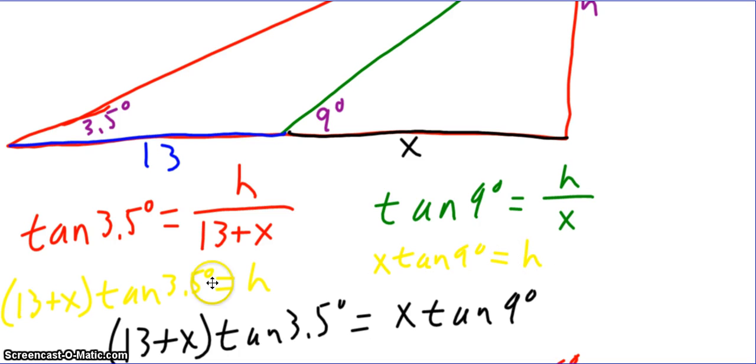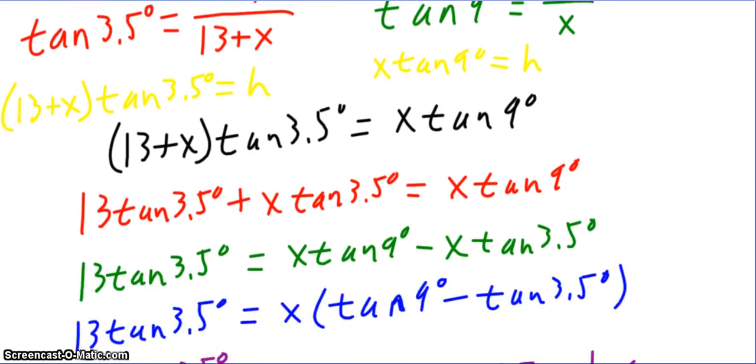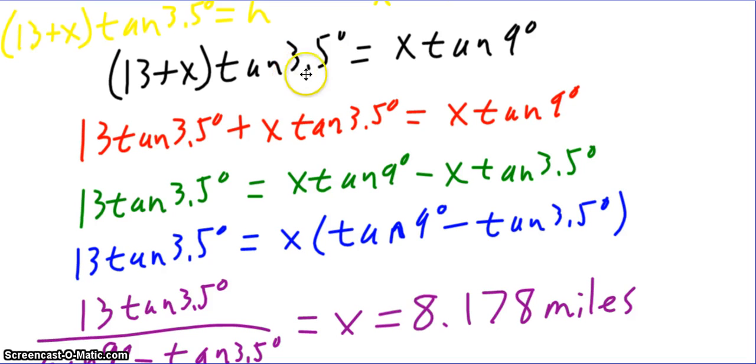So then I solved both of these equations for h so that I can make them equal to each other. So the quantity 13 plus x times tangent of 3.5 degrees equals x times the tangent of 9 degrees. Now this just becomes algebra. You could type in the tangent of 3.5 degrees and the tangent of 9 degrees into your calculator. They are not nice numbers, so instead of rounding early on, I've waited till the very end to round.